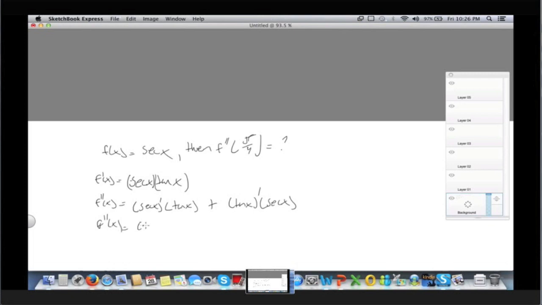And we get cosine x tangent x plus secant squared x plus secant x, or times secant x.